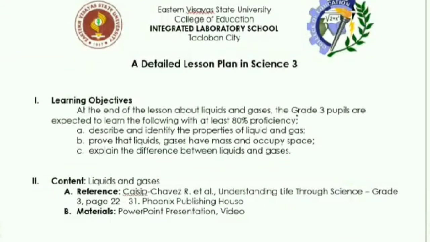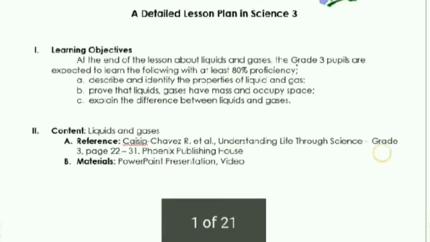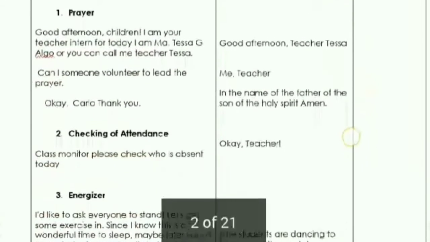In this lesson plan, we will see the major parts of the lesson plan. First is the objective. It includes the cognitive, affective, and the psychomotor. After the objective comes the second part of the lesson plan: the content, the name of the topic, then under that, letter A, reference, and B, materials. Then after that, number 2, the procedure.